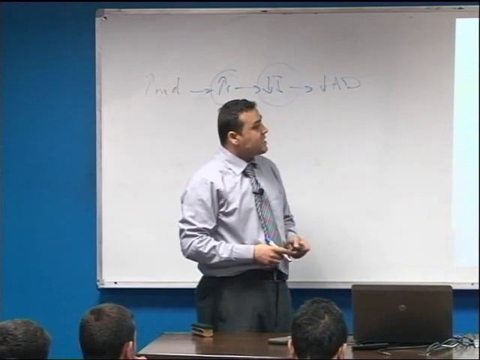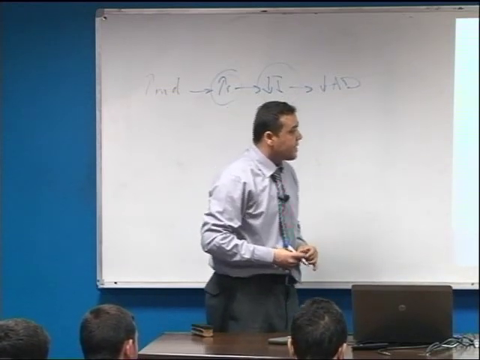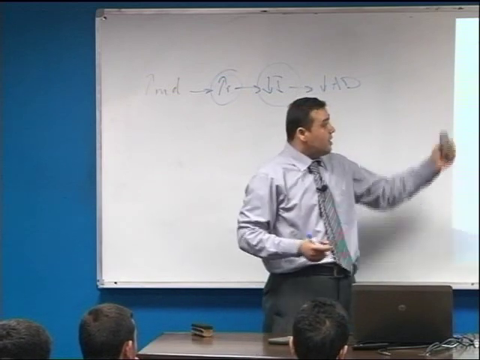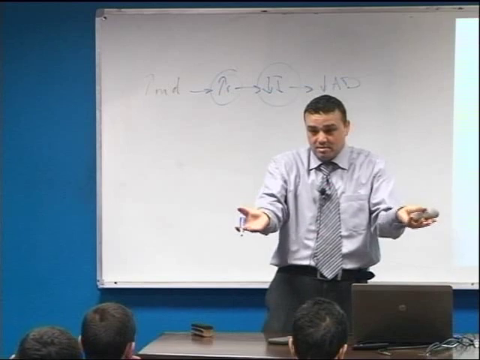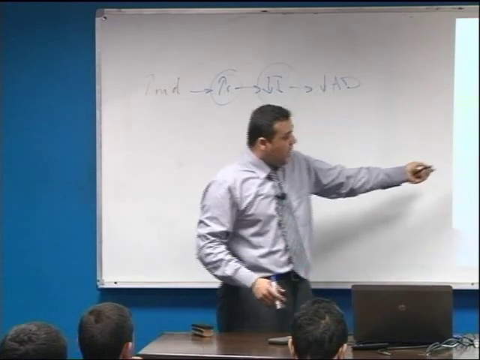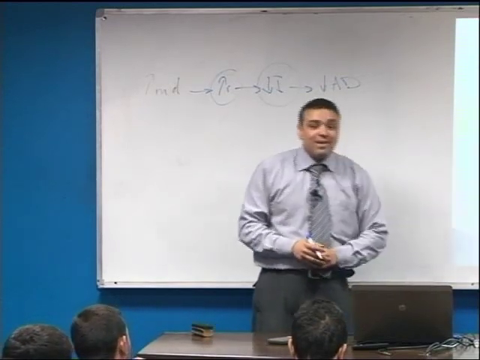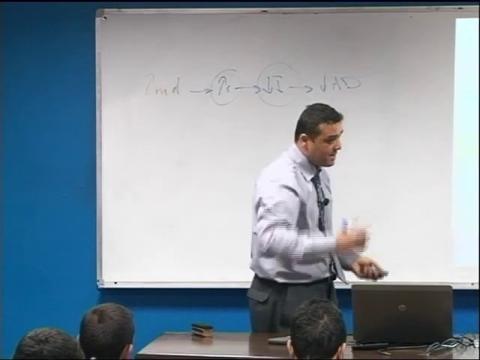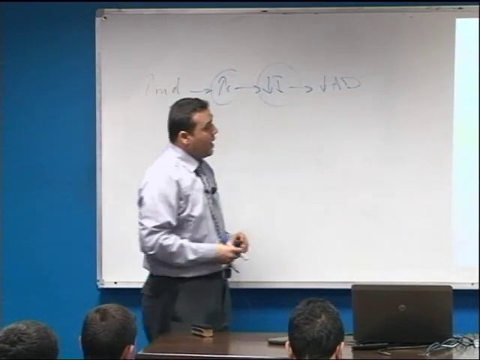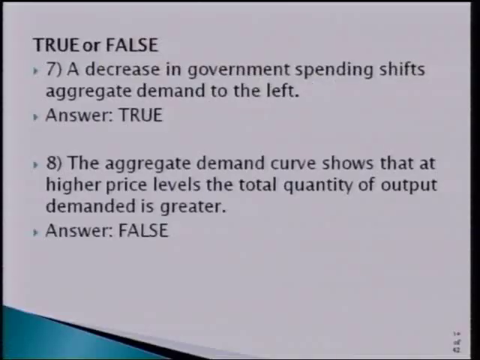A decrease in the price level raises the real value of wealth. When the prices go down, your real wealth increases. It's true. The increase in the supply of money will shift the aggregate demand curve to the right. Right or wrong? Correct. True. Yes. Because increasing money supply increases the aggregate demand. The decrease in the government purchases or government spending shifts the aggregate demand to the left.